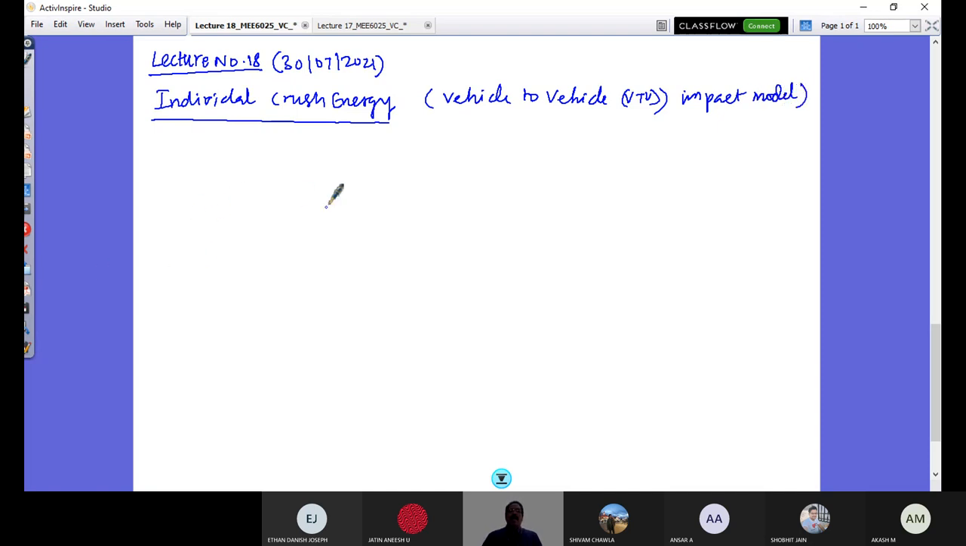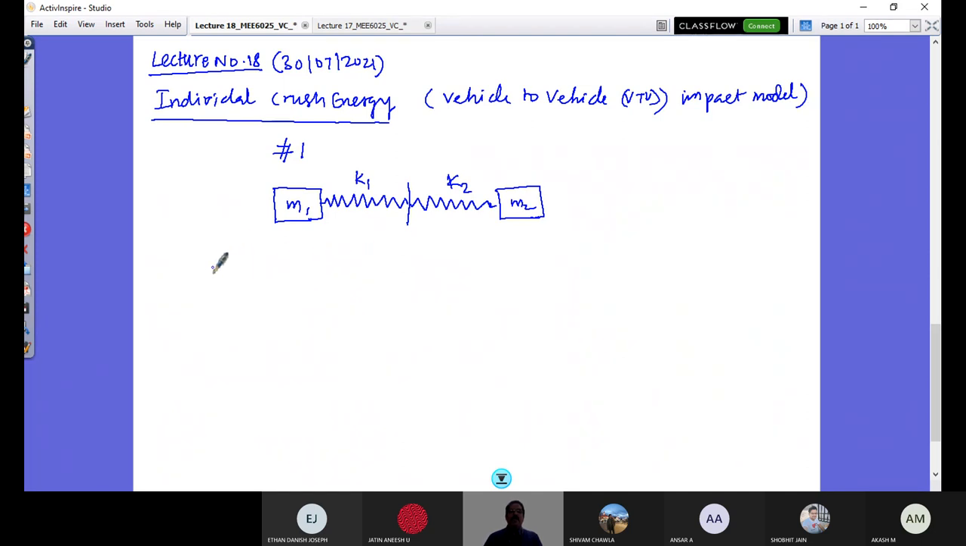The main assumption in this vehicle to vehicle impact model is that we consider the mass of one vehicle, M1, and its frontal structure, which is going to interact in the collision, as a linear spring model. Let's say this is K1, this is vehicle 1. And you have another vehicle with a frontal structure element with linear spring constant K2, and this vehicle is M2. This is a simplified model.